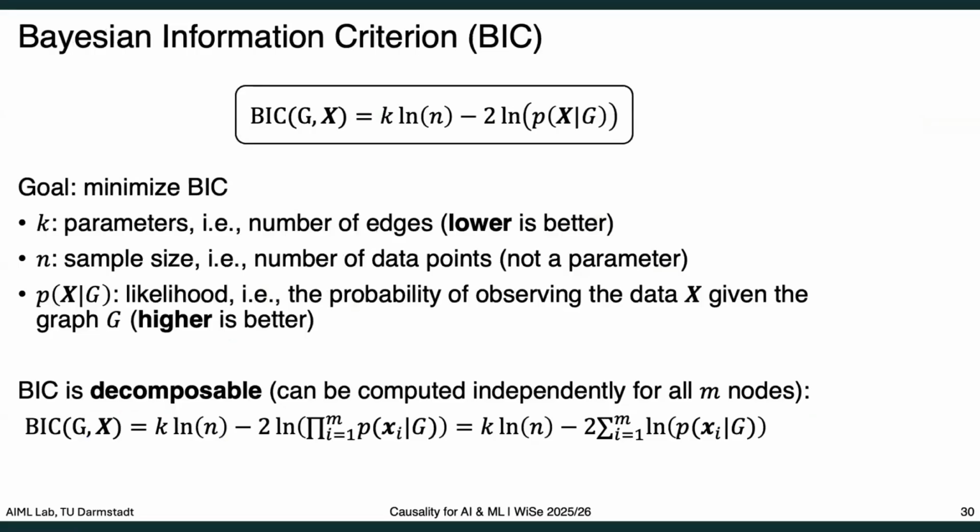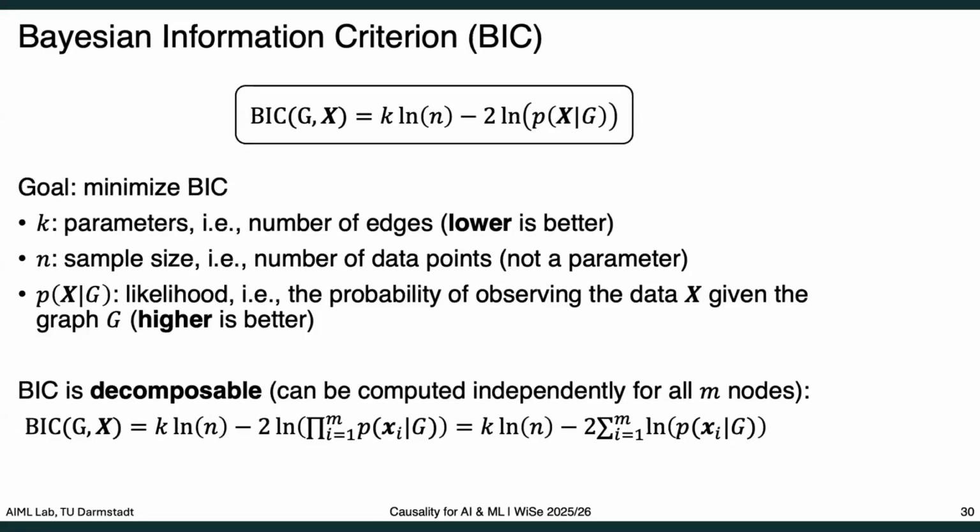So I talked about the scoring criterion. Let's take a look at one very famous one called the Bayesian information criterion. You see the formula on the top. So basically we have k, that's the number of parameters. Here we want that to be low. This basically means that whenever we can remove an edge, we should.